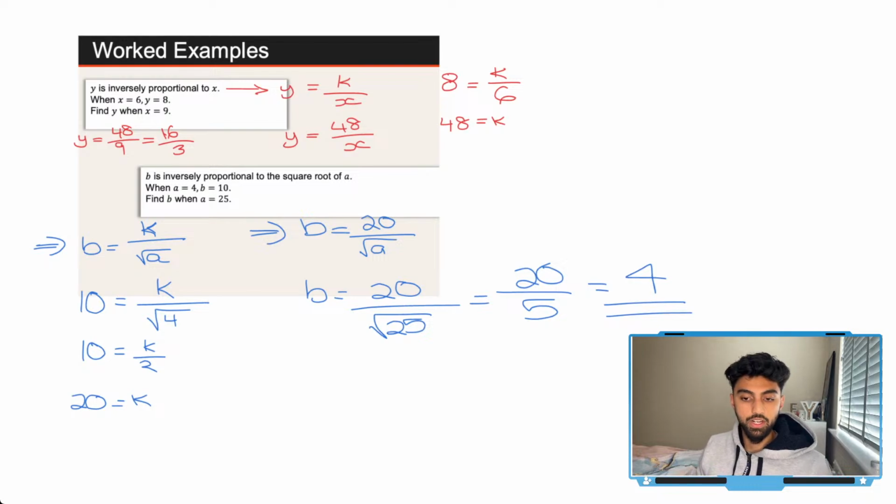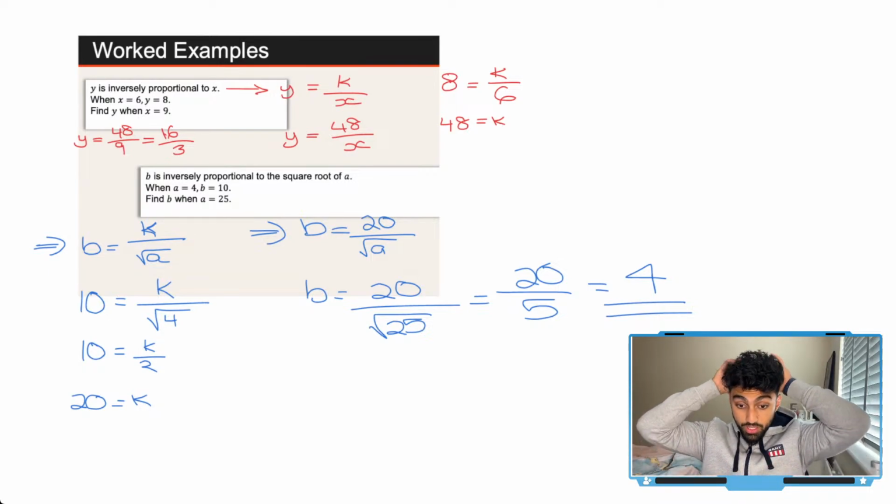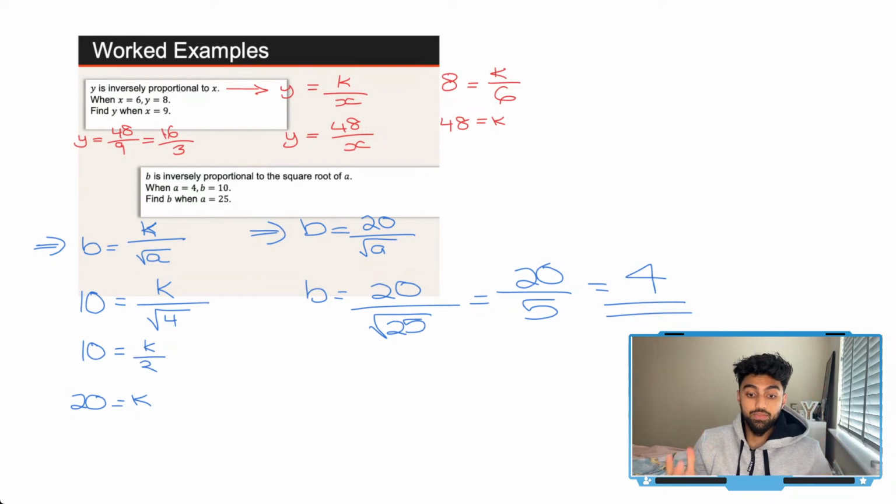You are 100% correct. So as you can see, guys, the steps are pretty much the same when it comes to direct and inverse proportion. However, the only thing that's different is the actual original equation that you start with. When you have direct proportion, you are multiplying k and your variable. But when you have inverse proportion, you are dividing k by your variable. And that is the key difference that you need to remember.